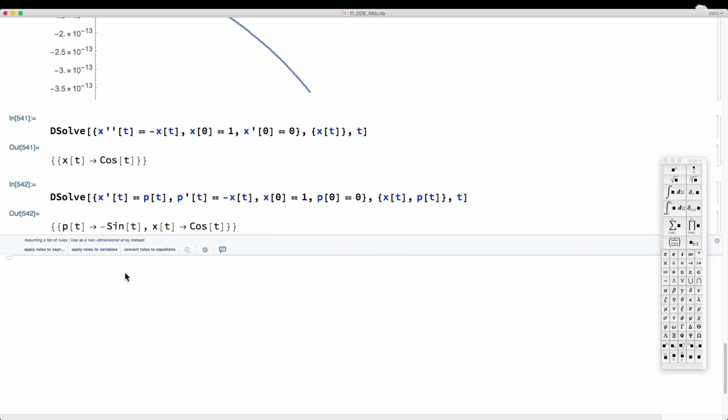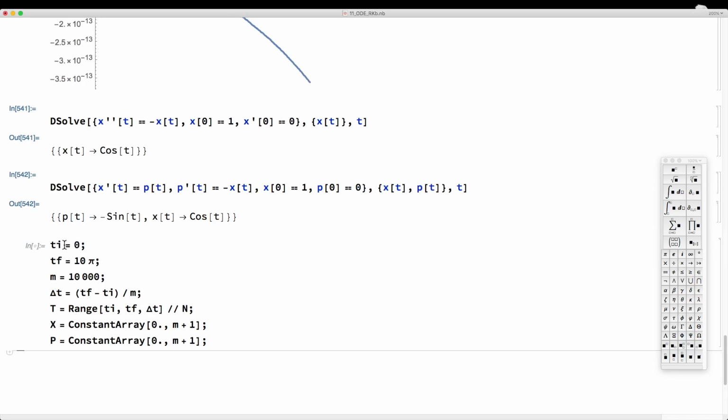Let's set up a grid like before. So let's go from t initial equals 0 up to t final equals 10 pi. We know one period is 2 pi, so this is 5 periods essentially. And let's try 100 or 1,000 time steps.